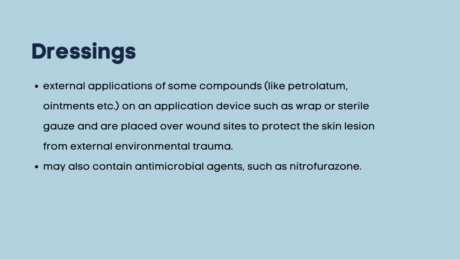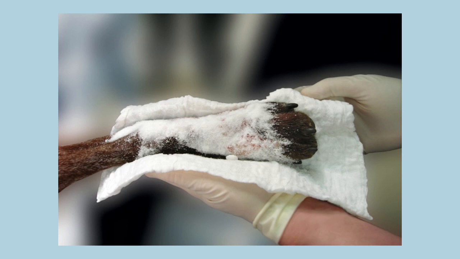So dressings are external applications of some compounds, such as petrolatum, ointments, poultices, etc., on an application device such as wrap or sterile gauze, and are placed over wound sites to protect the skin lesion from external environmental trauma. Dressings may also contain antimicrobial agents such as nitrofurazone. So this is an example of a dressing. As you can see, the white cloth-like material is the dressing, and it is used to protect the wound and to hold the substances that have been applied to the wound from falling off and to protect it from the external elements.